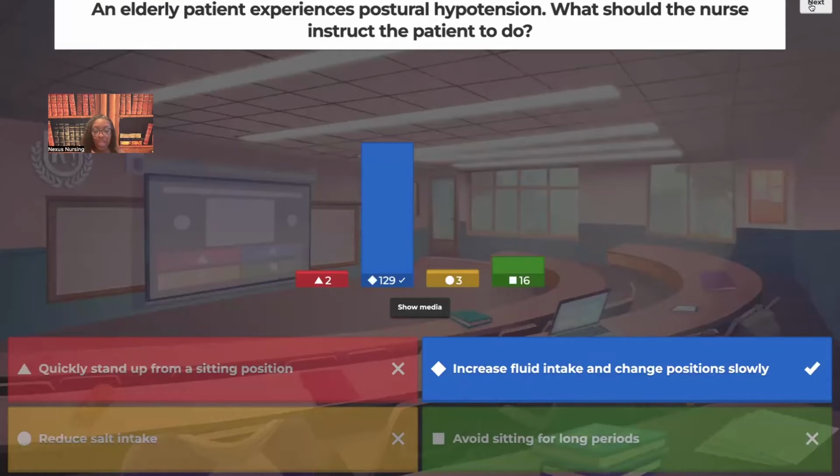All right. Increase fluid intake and change position slowly. That's going to help decrease that postural hypotension.